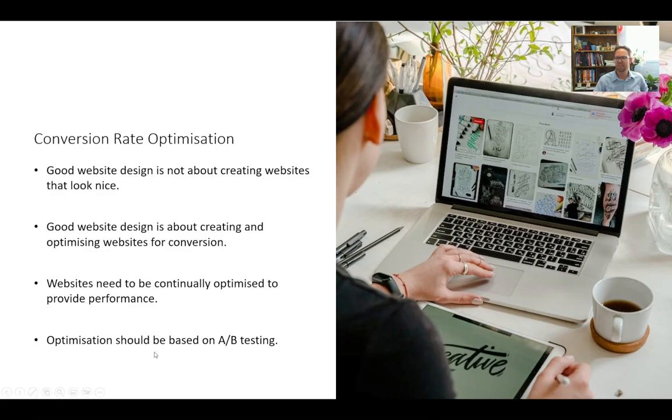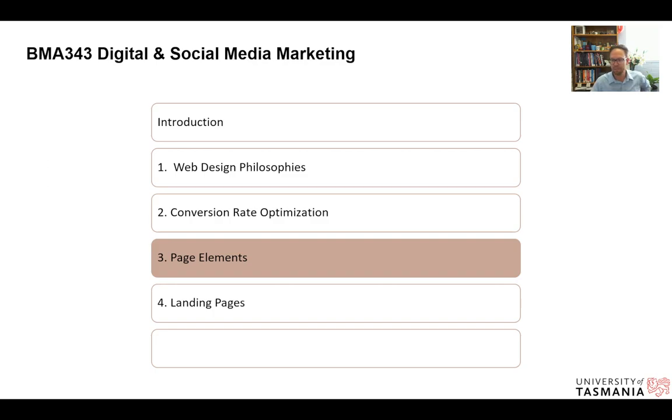Now, optimization should be based on A/B testing. That's a key point. As digital marketers, you can't go in there and say, let's just try something new, and just pull it out of thin air. I want you to use statistics and data analysis to make informed decisions. This is the best version. We can be confident, within 95% confidence, that the decision to use this website is the best decision. Right, I'm going to leave it there, and then we're going to talk about page elements.